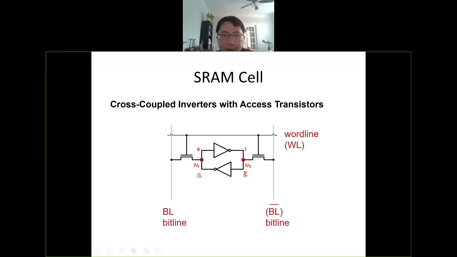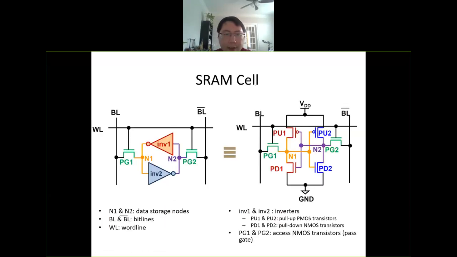And to store this 1 bit of data, how many transistors do we use here? You see here 2 inverters. Each inverter is 2 transistors. So here we have 6 transistors in total. Yes, 6. If you draw out the circuit into transistors, you will have the red figure to show the transistor level circuit diagram for this SRAM cell.